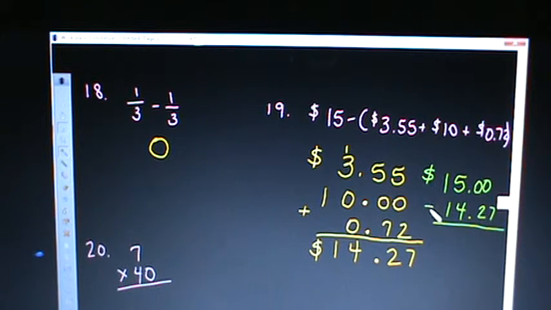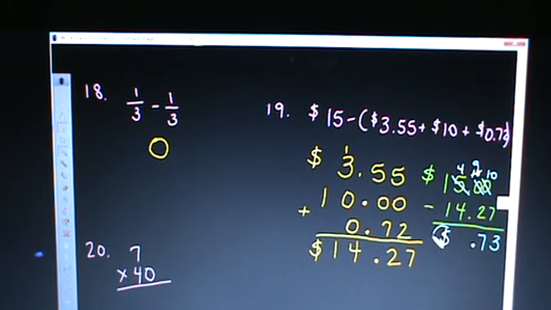Now we're on the second part of the problem. Okay, I cannot subtract, so I'm going to come and borrow. Now I'm borrowing a 10. Now I can borrow from this 10, and now I can subtract. 10 minus 7 is 3. 9 minus 2 is 7. 4 minus 4 is 0. 1 minus 1 is 0. So my answer is 73 cents.